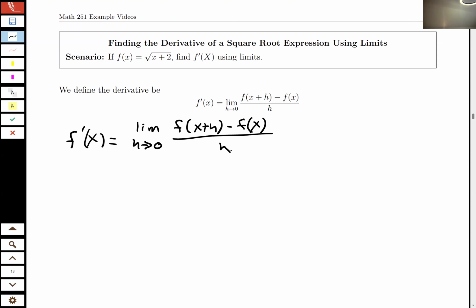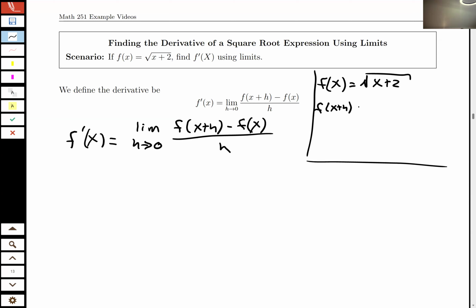So I'm letting h go to 0. I'm letting these points get closer and closer. I'm trying to find that instantaneous slope. To do this, I need f of x, but that's my starting function. That's the square root of x plus 2. And I need f of x plus h, which is that same function, but instead of x, I have x plus h.